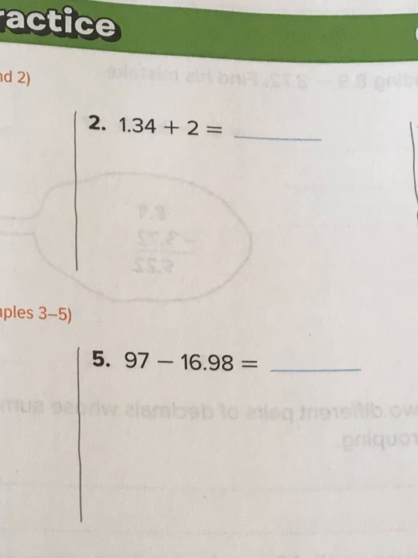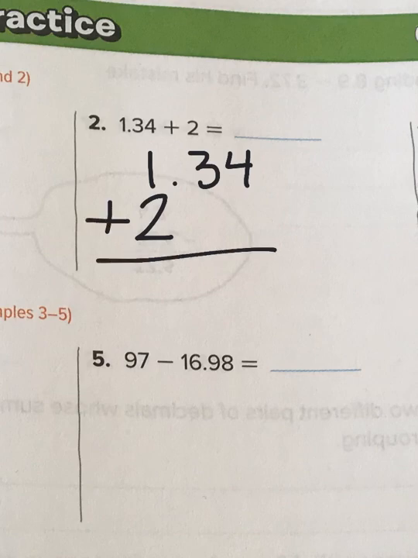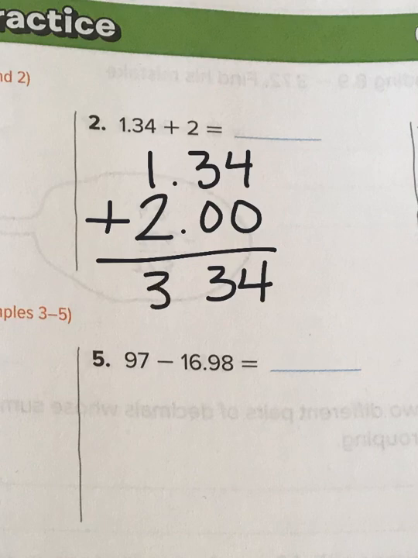For problem number 2, you have 1.34 plus 2. You need to be careful lining up the decimal with this problem because the 2 is in the ones place, so you have to put it right there. And then add them together, and you can add zeros here to help you. So 4 plus 0 is 4, and 3 plus 0 is 3. 1 plus 2 is 3, and then you can bring down your decimal place to get 3.34.